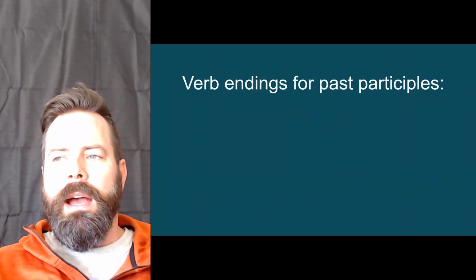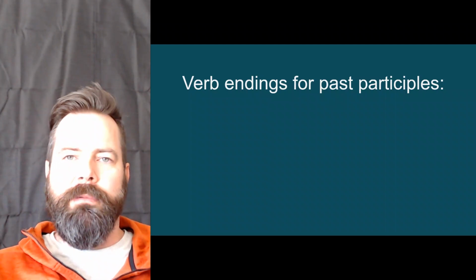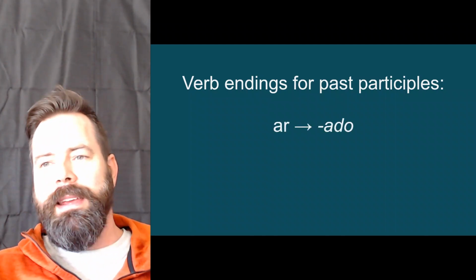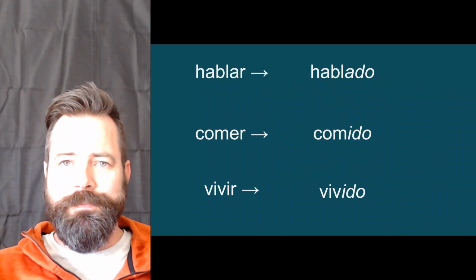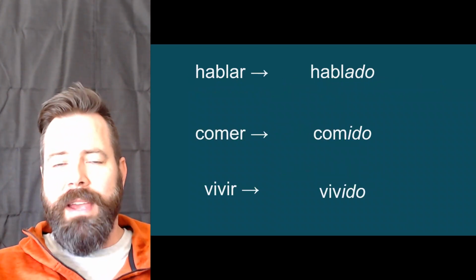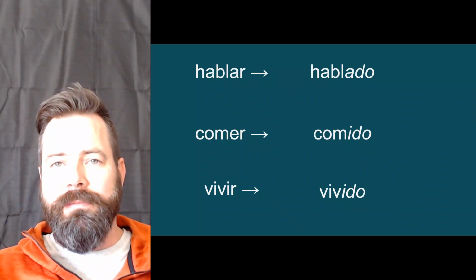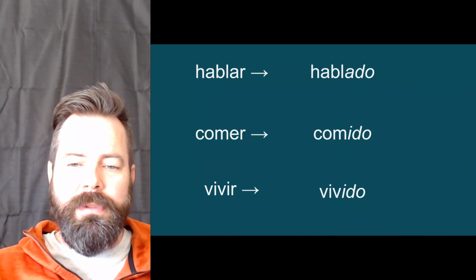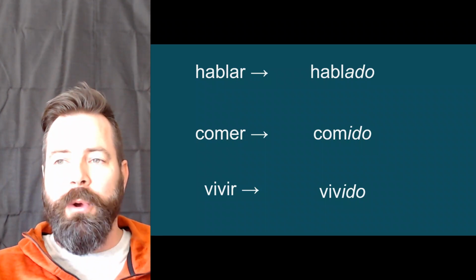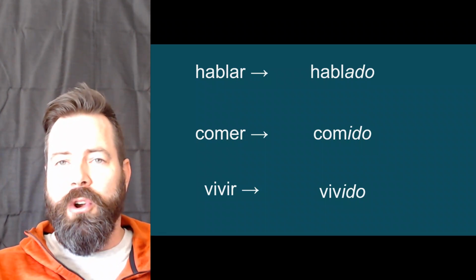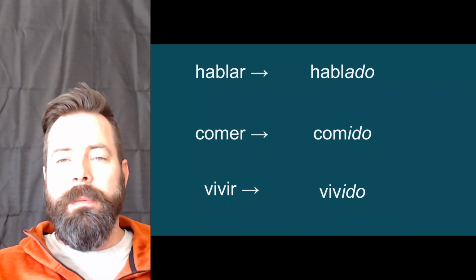So verb endings for past participles, very straightforward. You have your AR verbs, which end in ADO. ER and IR verbs end in IDO. So some examples, you got hablar, which would be hablado, comer, comido, vivir, vivido. So hablado would be spoken. Comido would be eaten. Vivido would be lived.